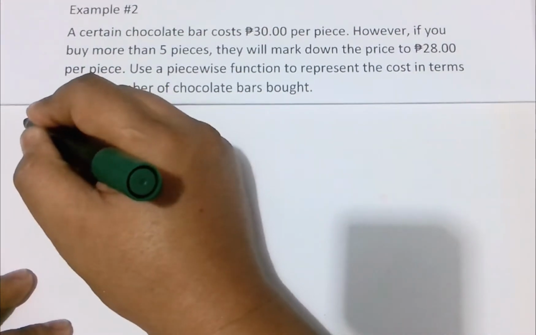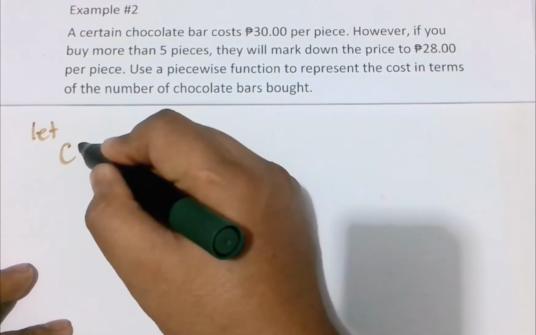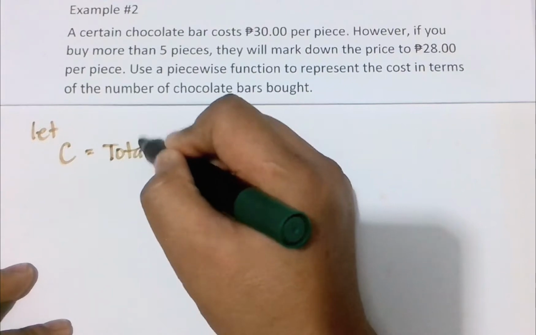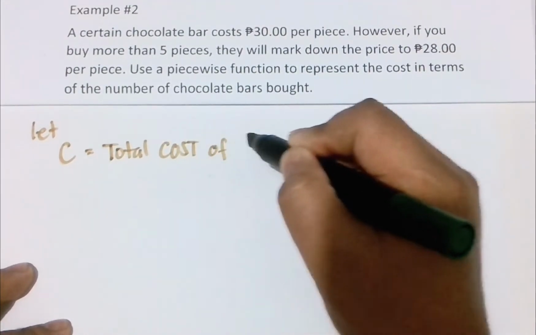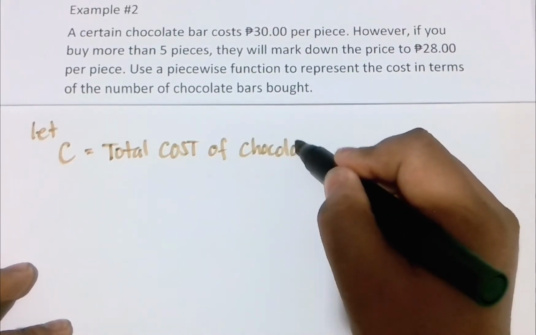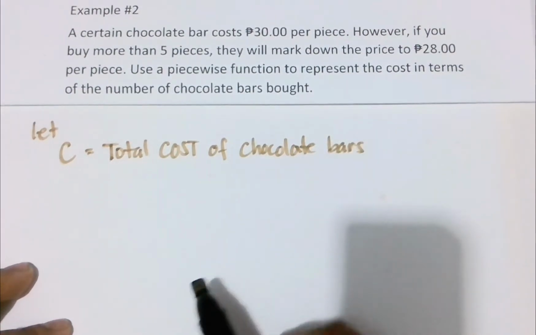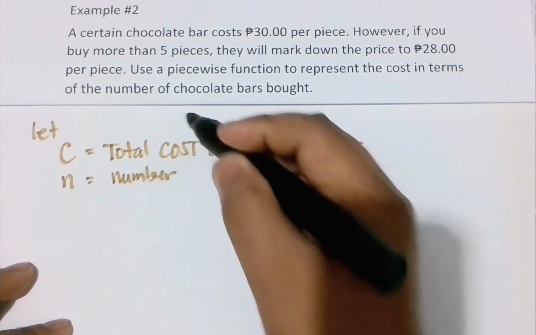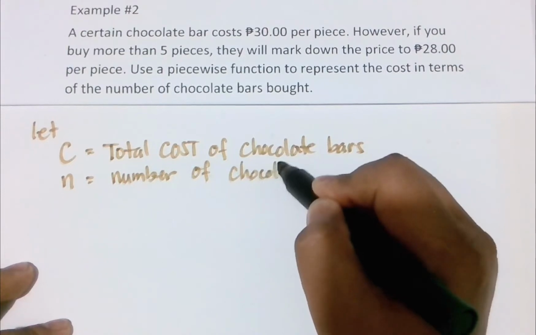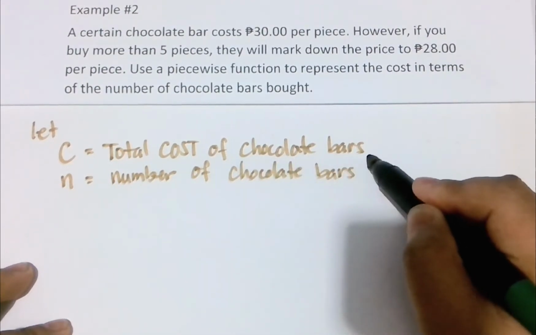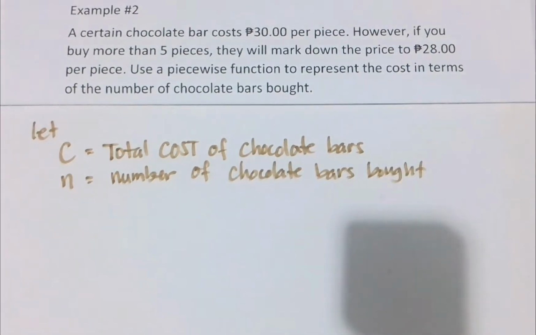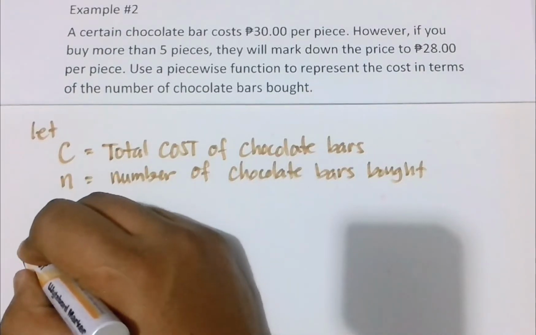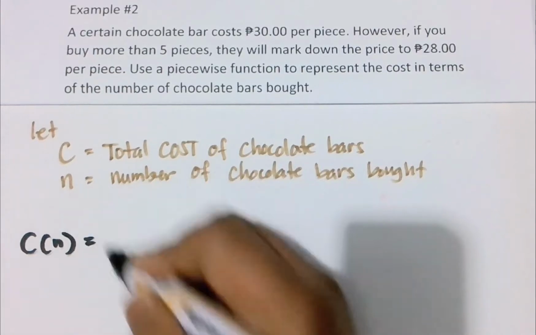chocolate bars. So, let's say C is the total cost of chocolate bars and N is the number of chocolate bars bought at yung function na hinahanap natin, so therefore, ang ating notation ay magiging ganito. C of N. Okay? C of N.